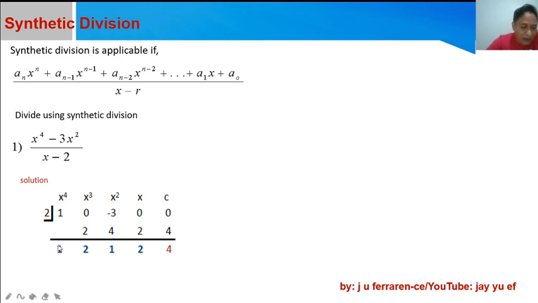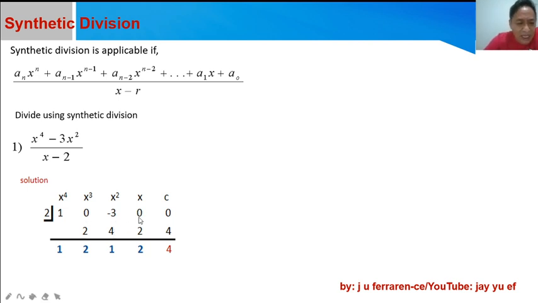This element here will be multiplied to your divisor. The product of 1 and 2 will be placed in the next column, below the element in that column, which is 0. Then we can add them. So 0 plus 2 is 2. Then this can again be multiplied by your divisor. That's 2 times 2, that's 4. You consider the next column and put it right below the element minus 3. So minus 3 plus 4 gives you 1.